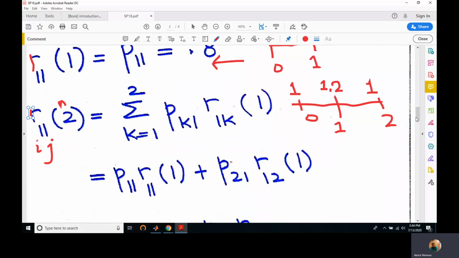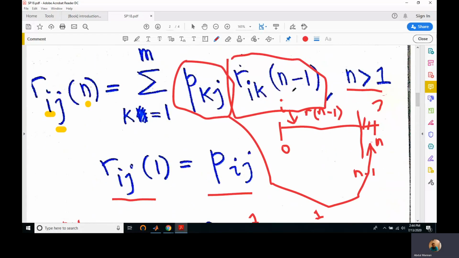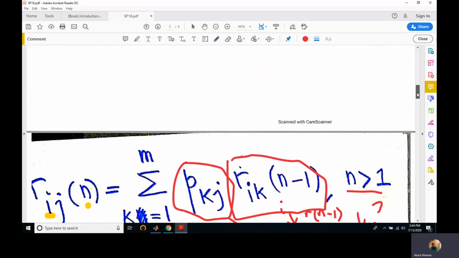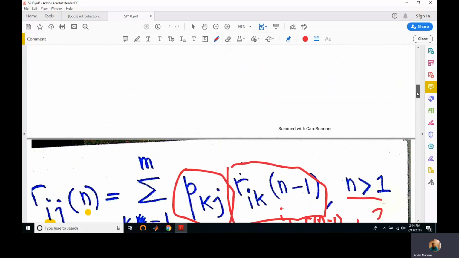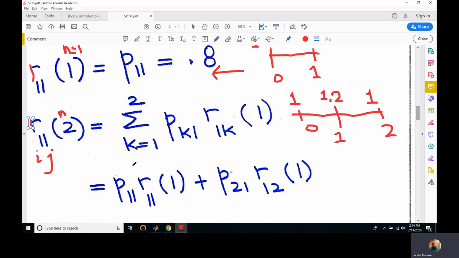So we'll use the same formula that we derived in our earlier lectures, where i is 1, j is 1, n is 2, and k goes from 1 to m. What is m here? m is the total number of states, and in this example small m is equal to 2 because we have only two distinct states. The state space contains them. So putting all these values in, we come out with R1k of 1. While computing R11 of 2, we come across R1k of 1. This is how we implement recursion.